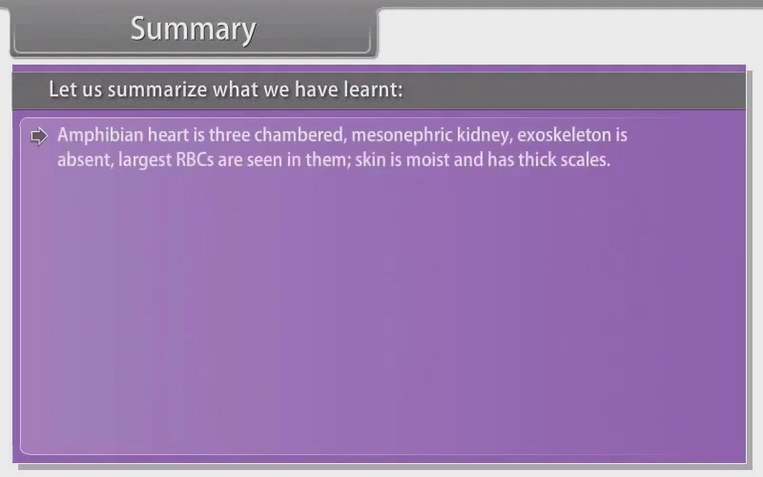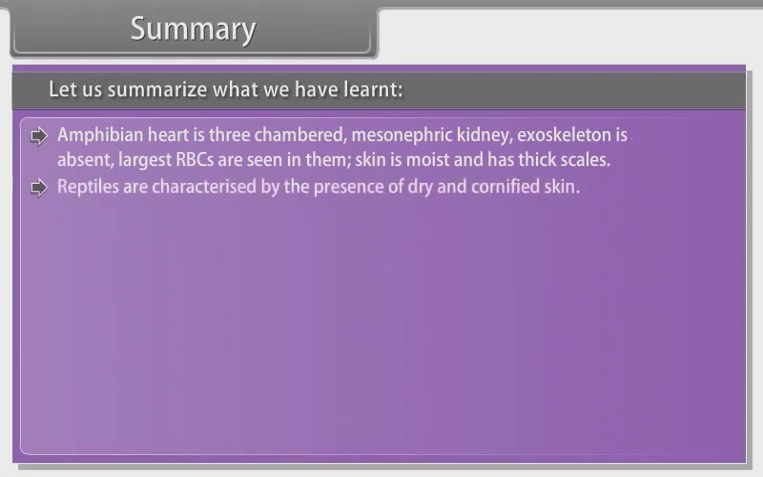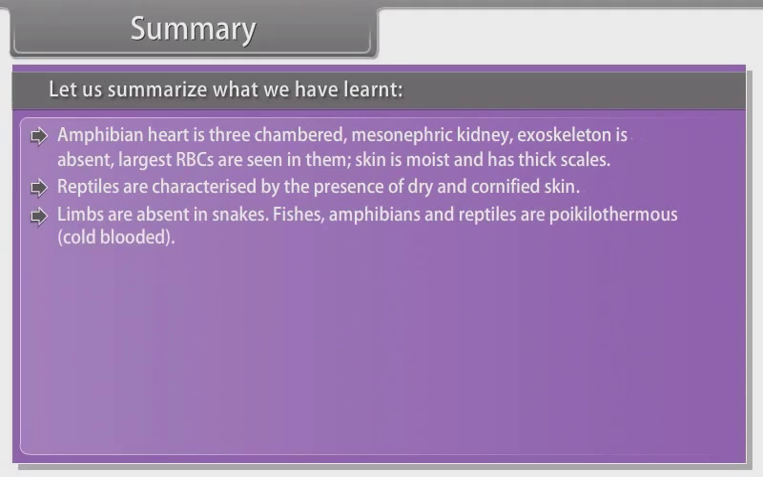Amphibians' heart is three-chambered. Mesonephric kidney. Exoskeleton is absent. Largest RBCs are seen in them. Skin is moist and has no scales. Reptiles are characterized by the presence of dry and cornified skin. Limbs are absent in snakes. Fishes, amphibians, and reptiles are poikilothermous, that is, cold-blooded.